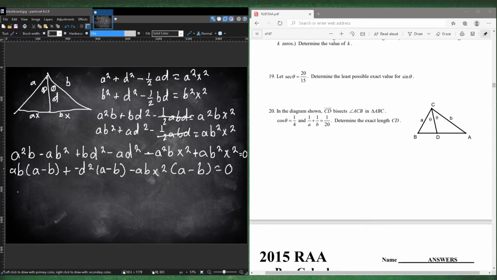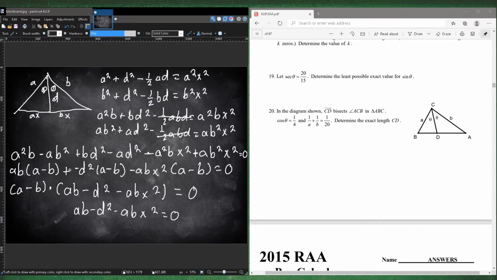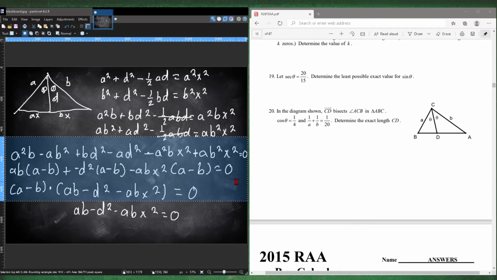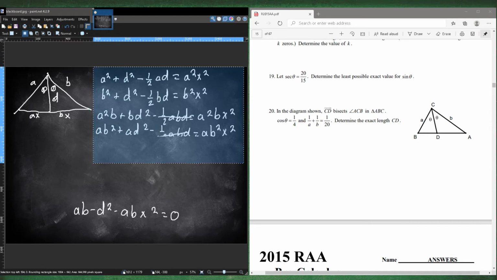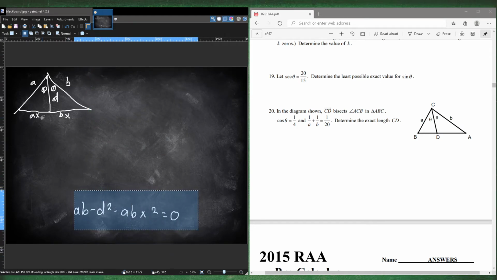So then together, we could rewrite this as a minus b times ab minus d squared minus abx squared is equal to 0. So that means a minus b is equal to 0, which is probably not true because a is not equal to b. Or we could say ab minus d squared minus abx squared is equal to 0, which seems more true. So let's delete all this because we don't need it anymore. And then we just need to focus on this equation.